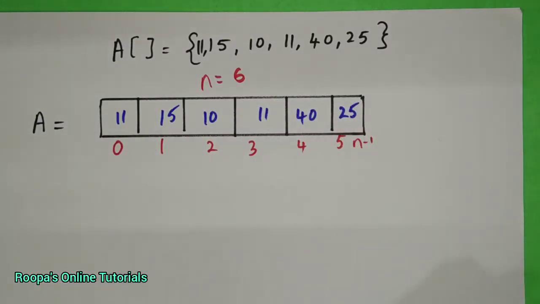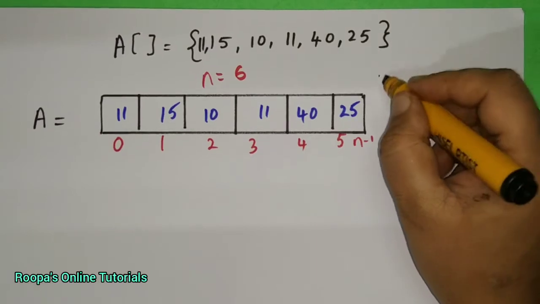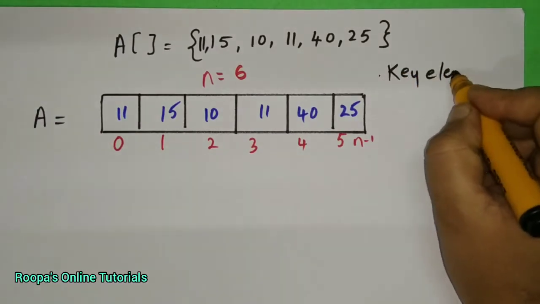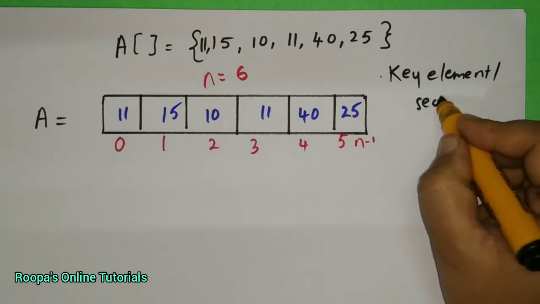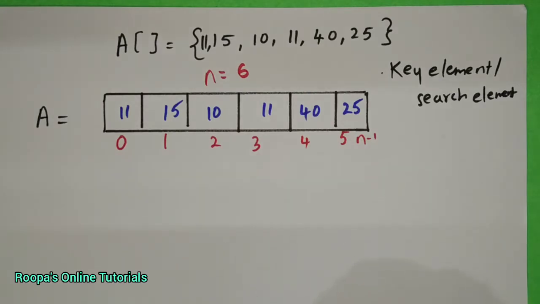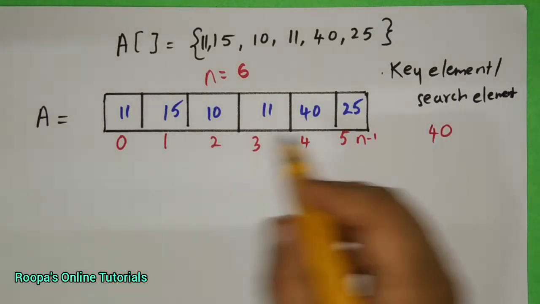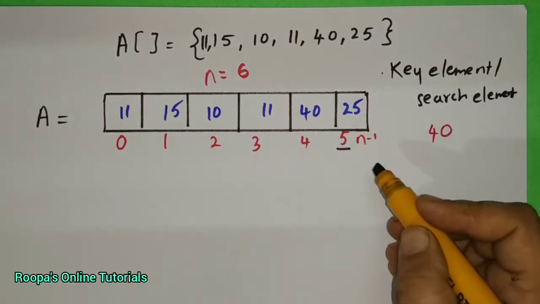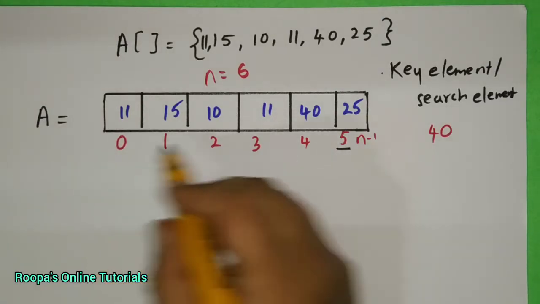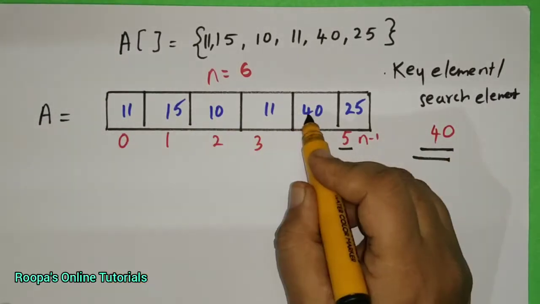In a linear search, I told you there will be a key element, the search element. Let me say that I am searching for a number here, say 40. So 40 is my search element. Now what actually happens in a linear search is we start from 0 up to n minus 1, which in this case is 5. So for i equal to 0 to n minus 1, we are going to compare this 40 with each of the elements present here.